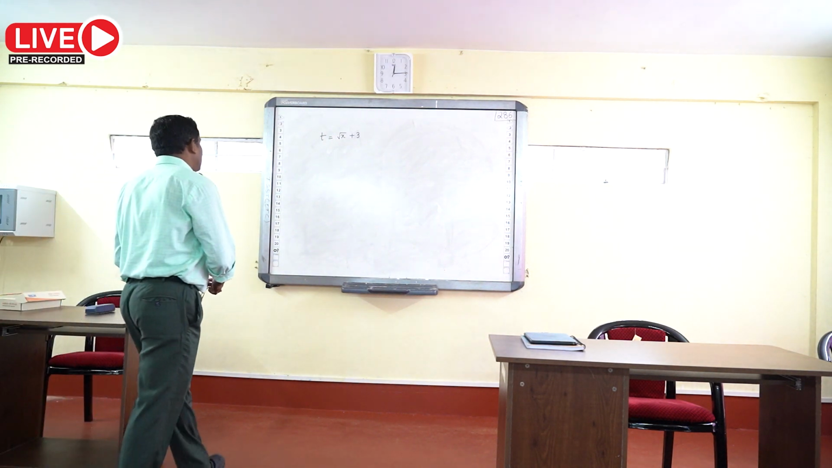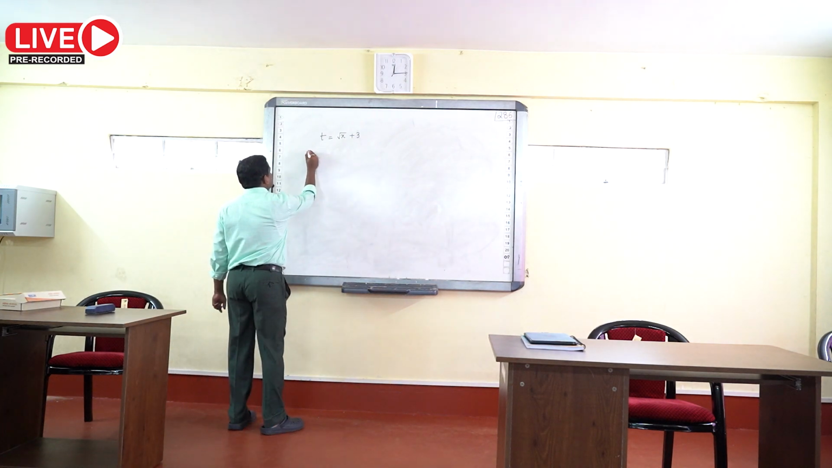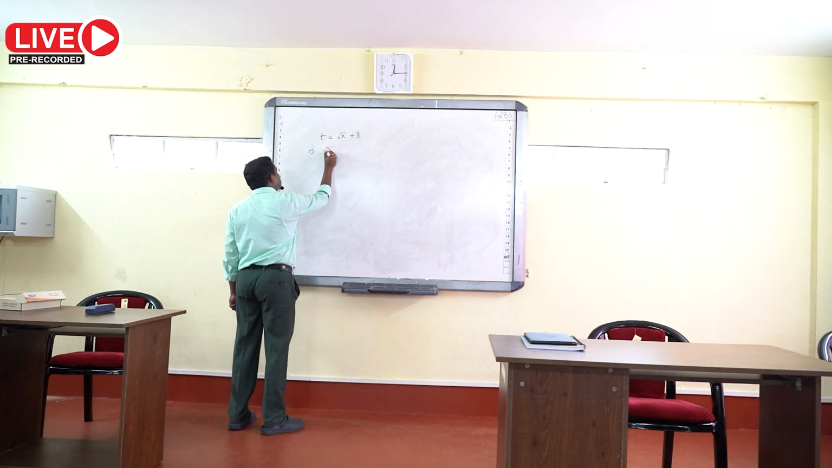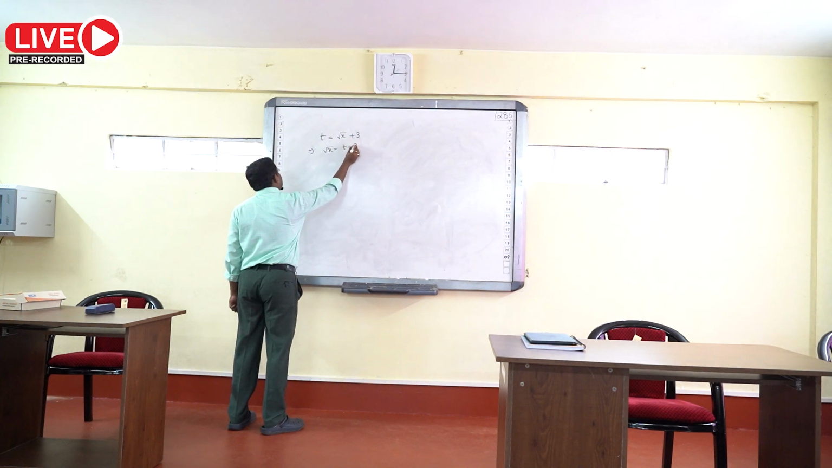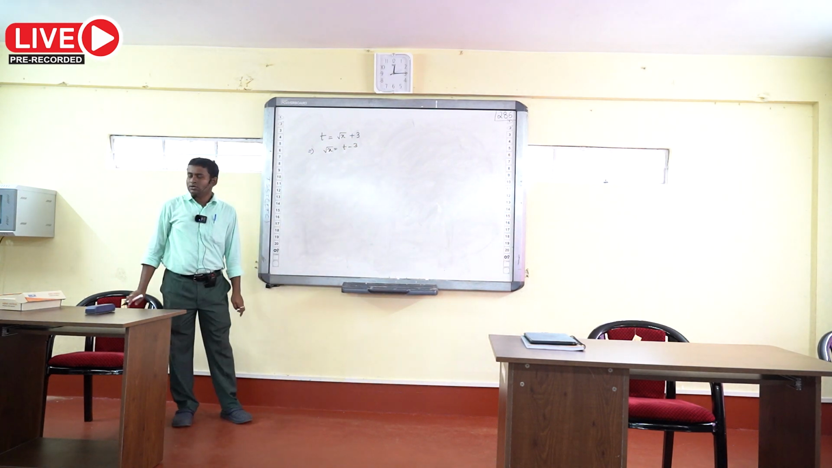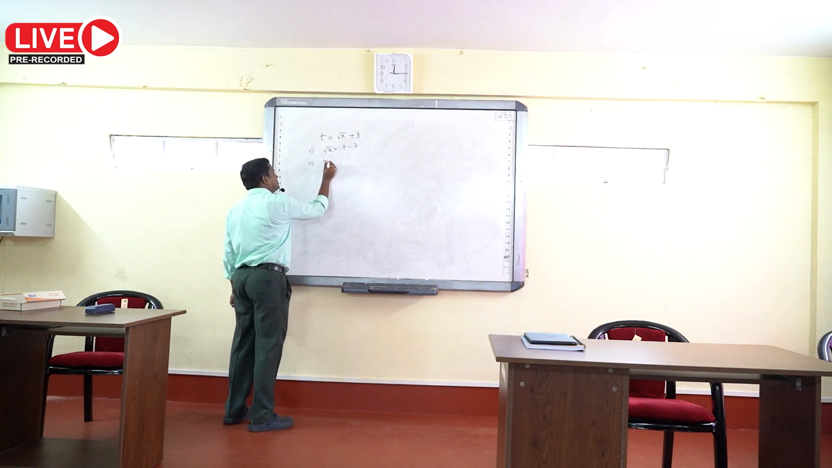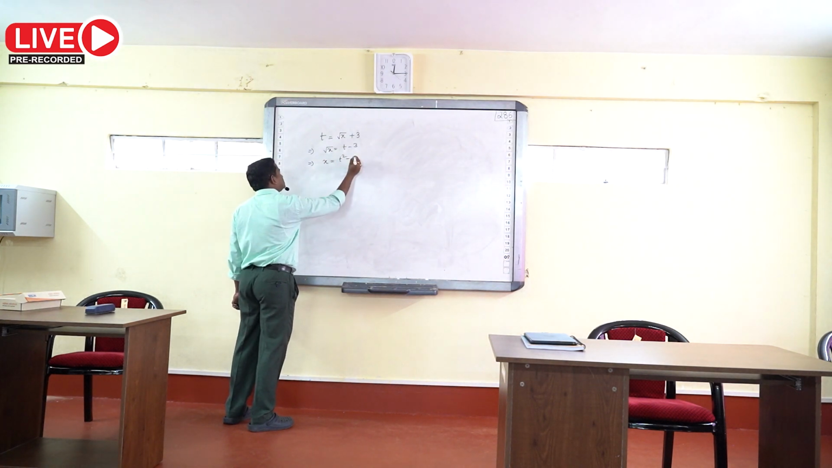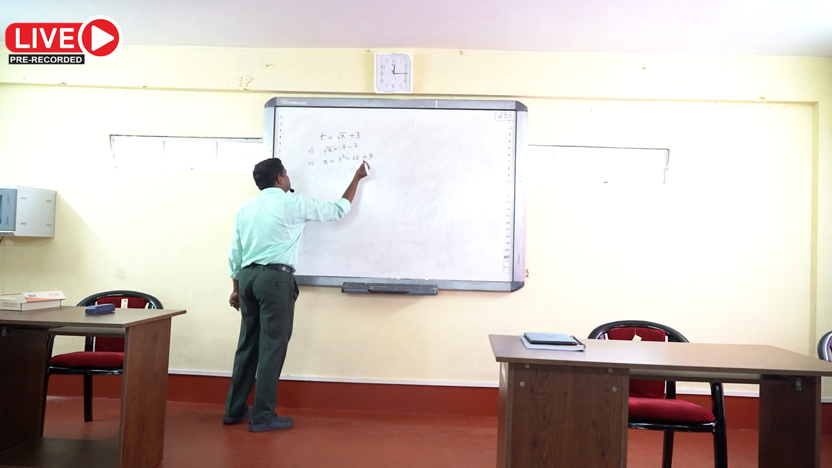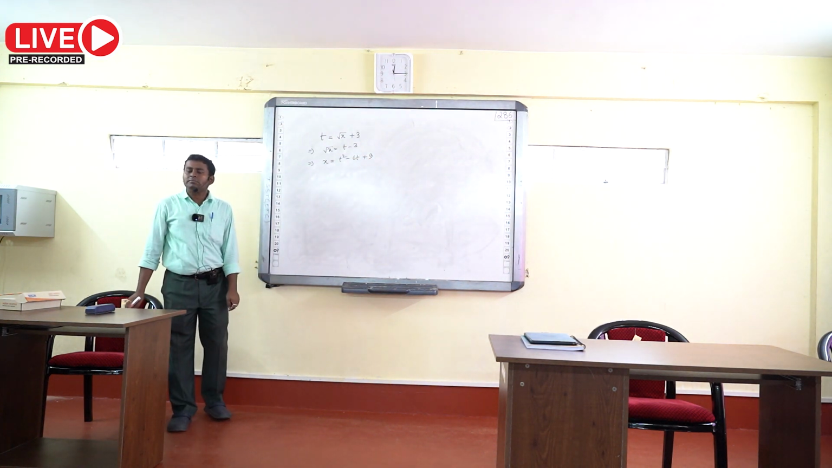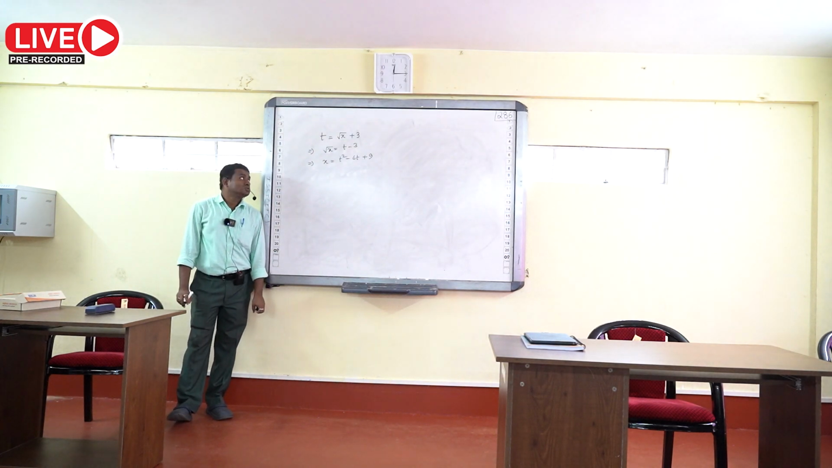So first we will write it in this manner, that root x equal to t minus 3. Then squaring both sides, we will get x equal to t square minus 6t plus 9. That is actually t minus 3 whole square. So t square minus 6t plus 9.